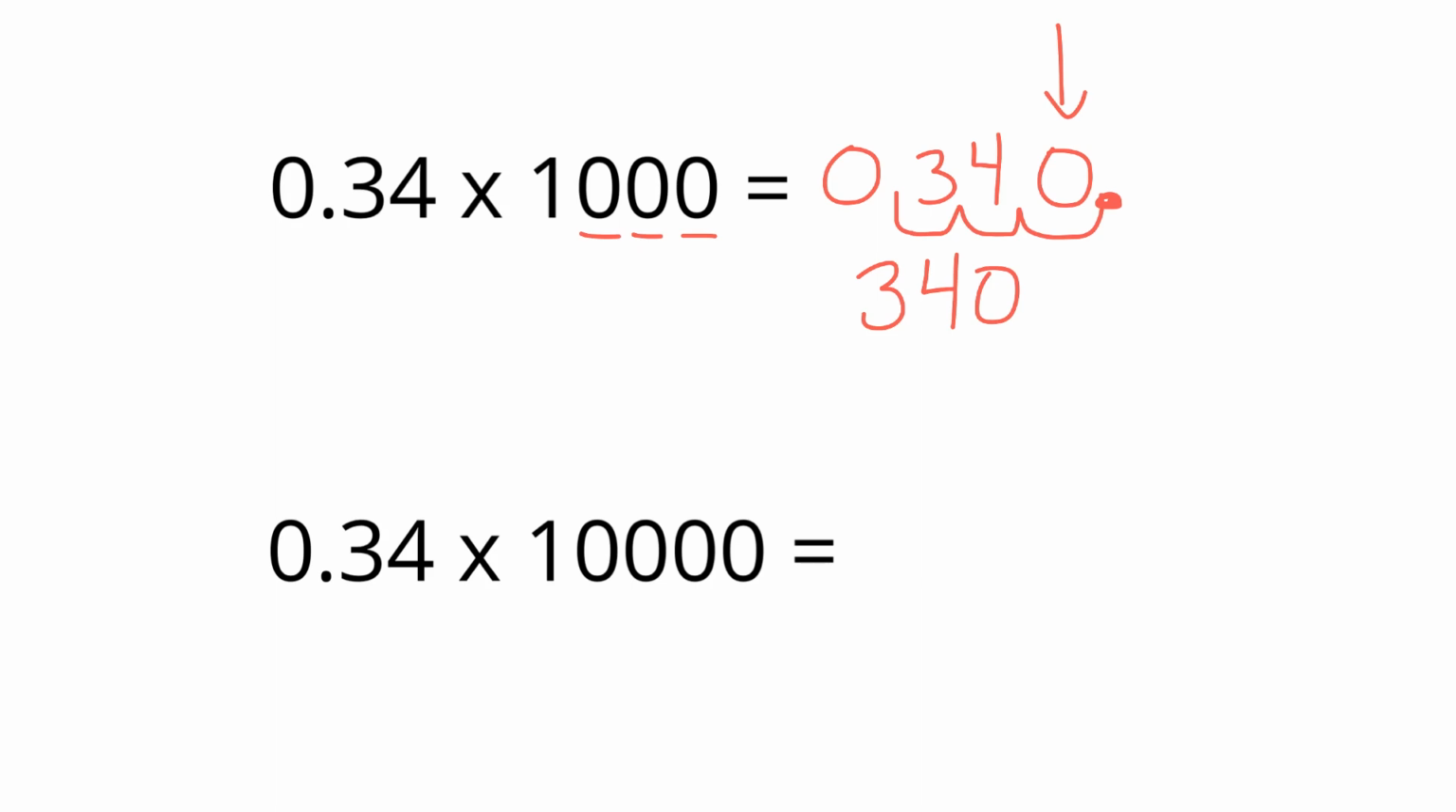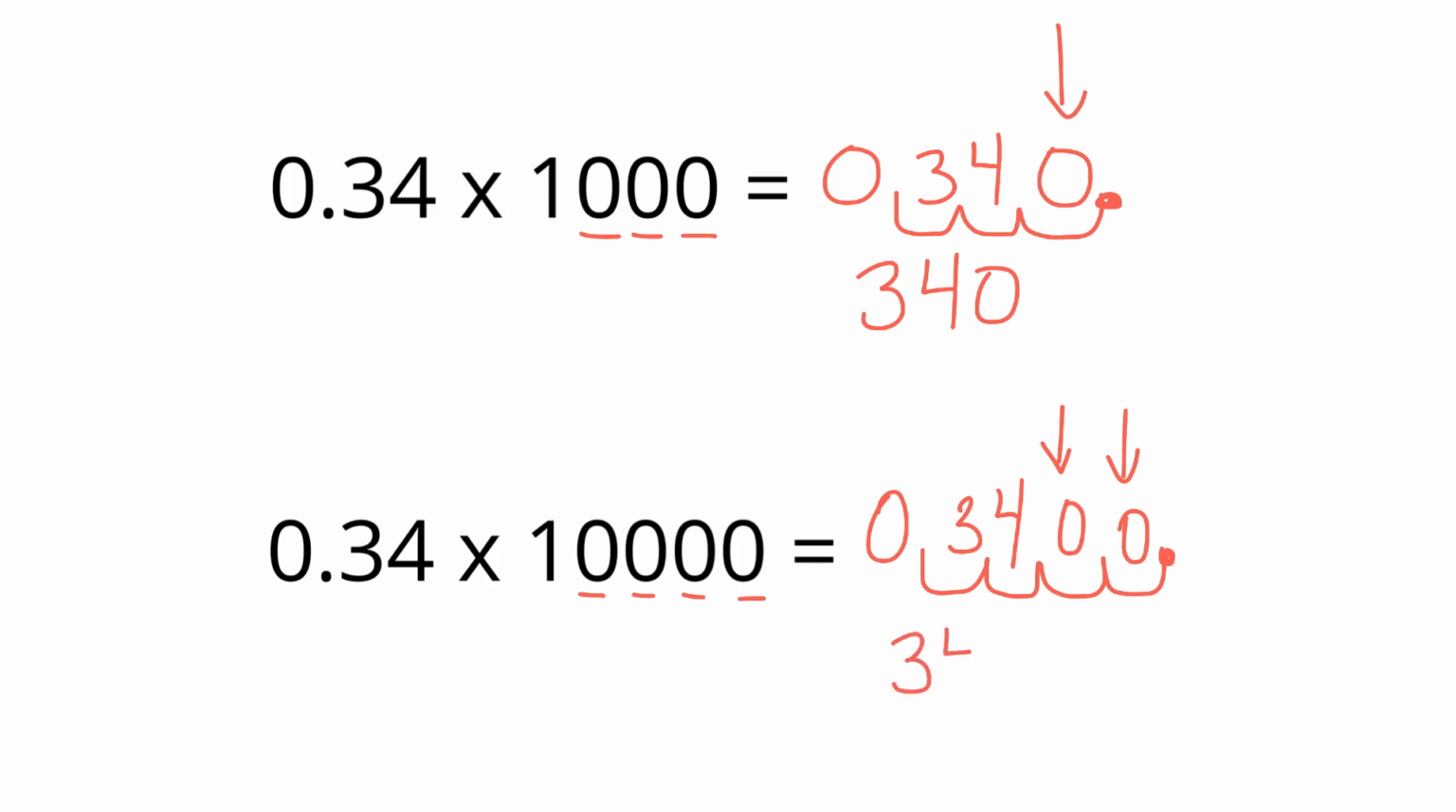Doing the same thing on the next one, it's 10,000. So I have 1, 2, 3, 4 zeros in my question. And so that would mean that I have my 0.34. I'm going to move it 4 times. 1, 2, 3, 4, and I place my decimal here. Again, I have an empty space and an empty space. I'm going to fill those up with zeros, giving me 3,400 for my final answer.